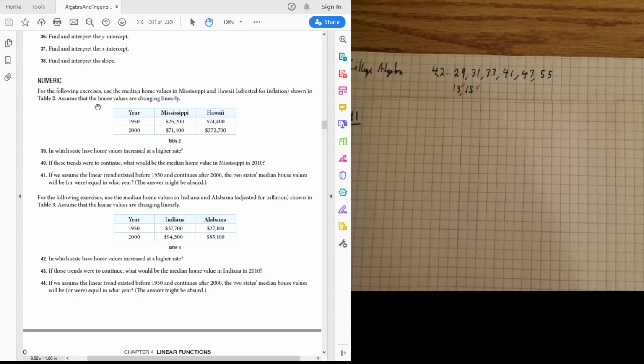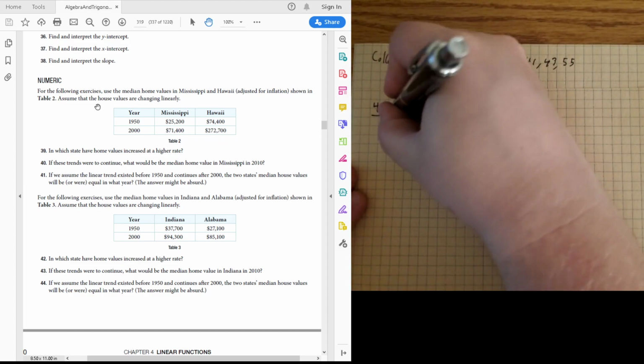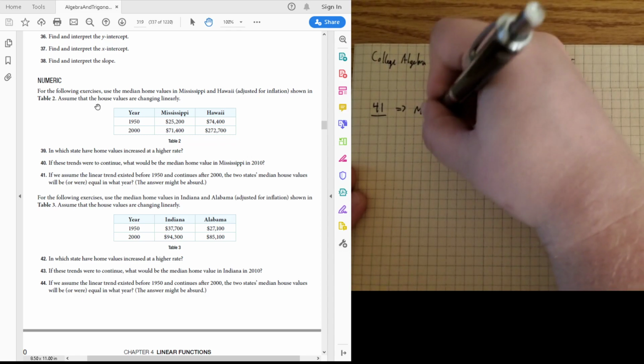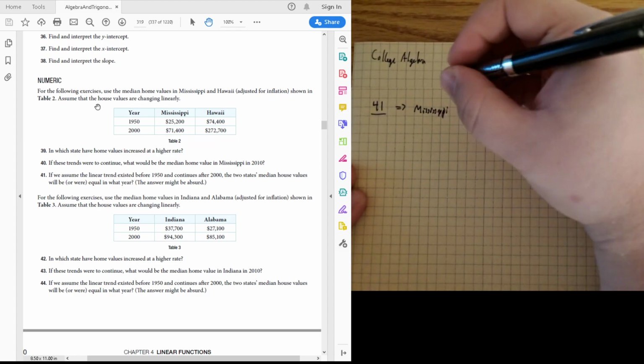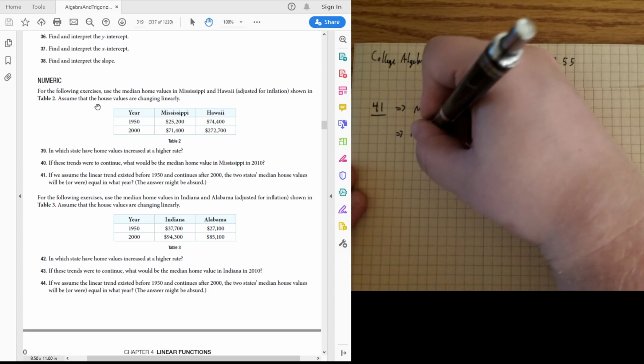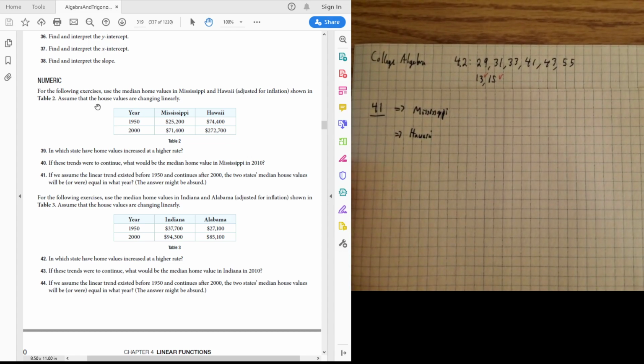Ooh. Okay. So if I want to answer that question on 41, it helps to have both equations. So I'm going to take some time here. I'm going to determine the Mississippi equation, and the Hawaii equation. Very similar to how we did it on the previous problem. And let's see how we go from there.